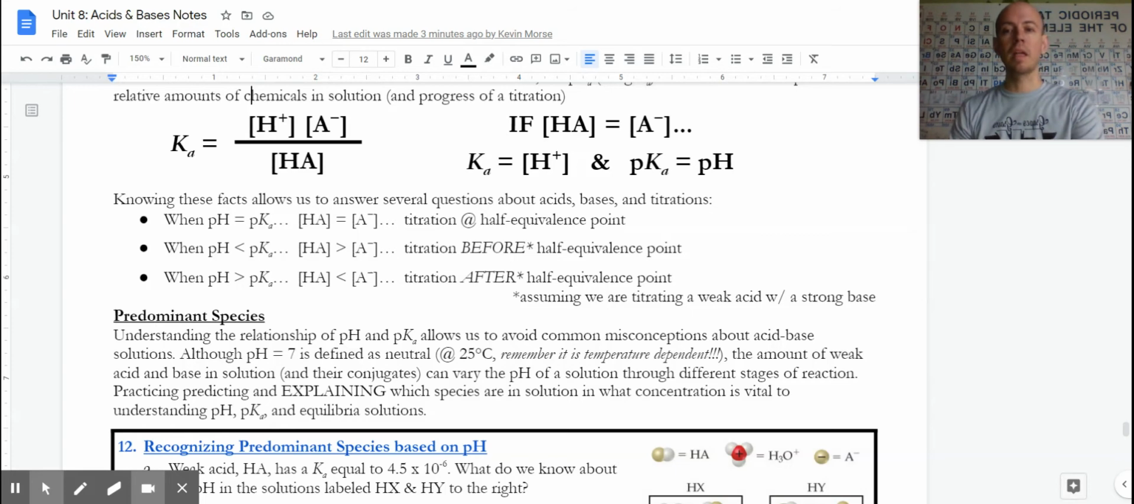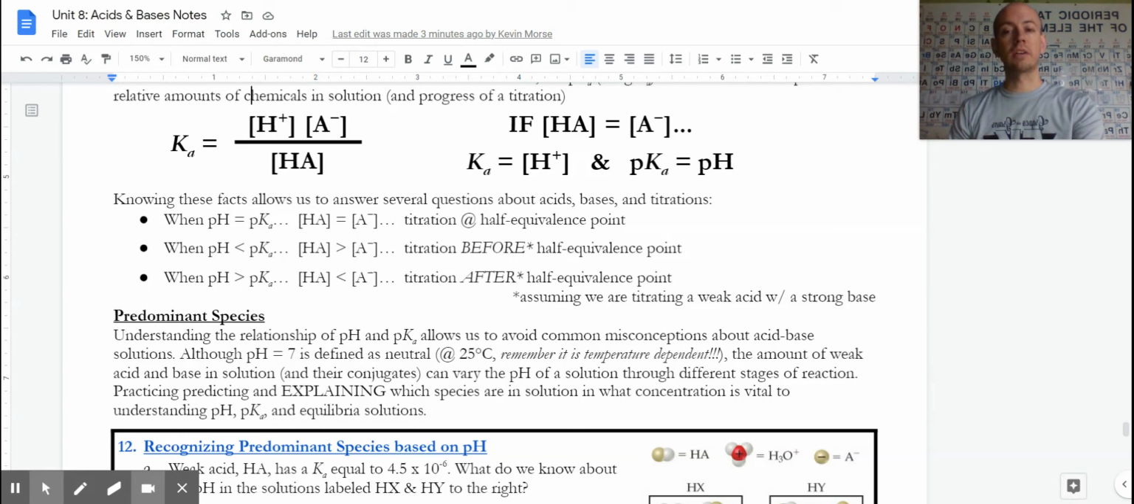So when the pH of our solution is less than the pKa, it's because I have more acid than conjugate base. They're equal when the amounts are equal. When the pH is lower or more acidic, that's because I have more HA than A minus. In a titration, that would be before the half equivalence point, if we were looking at our first, more common scenario of titrating a weak acid in the flask and adding a strong base to it.